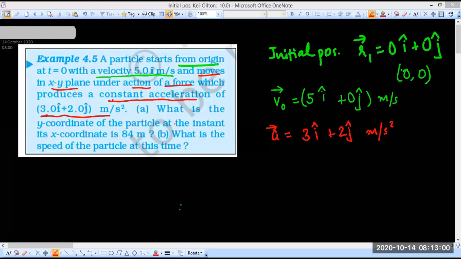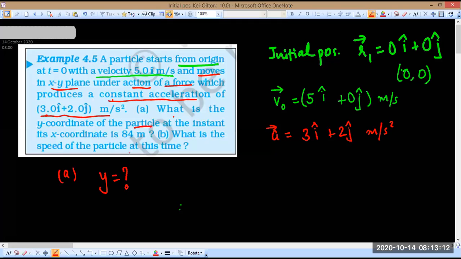Now, what is the y coordinate of the particle? So the first question says, what is the y coordinate at the instant, meaning at the time, when its x coordinate is 84 meter.